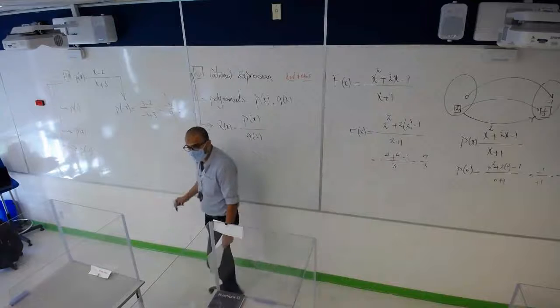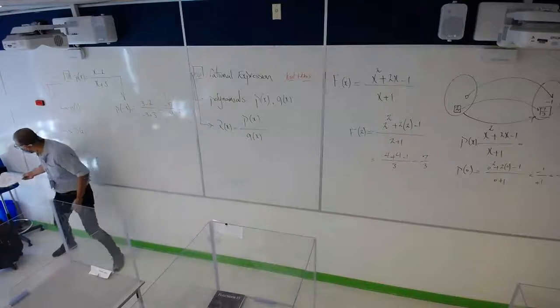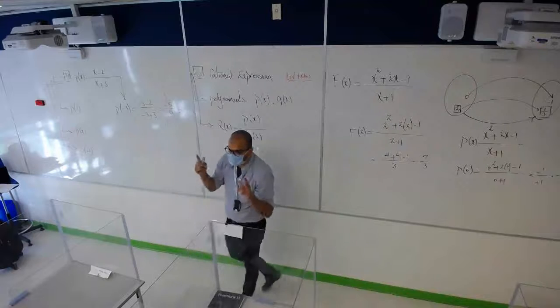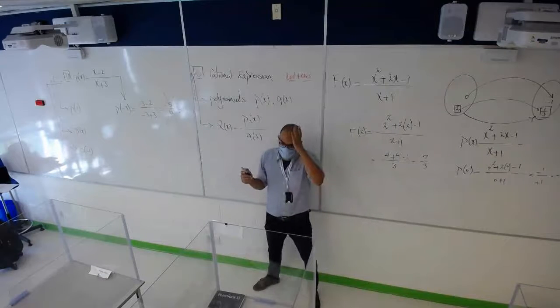Why? In the math, when you divide by 0, how many cookies do you have? There's no cookie.